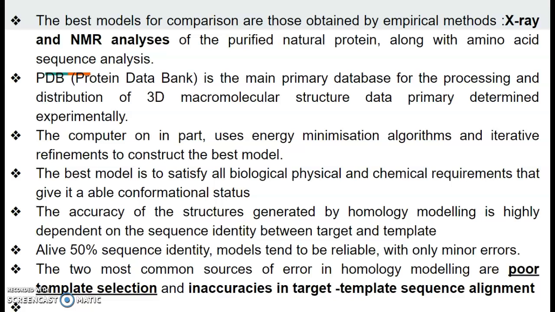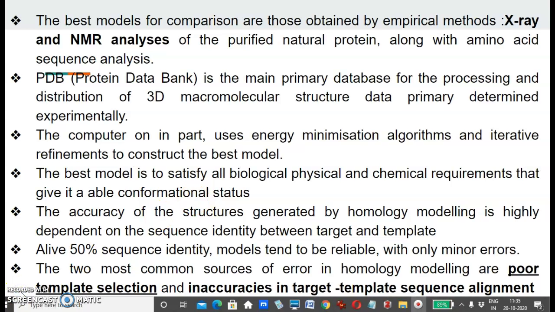And the accuracy of the structures generated by this modeling is highly dependent on the sequence identity between the target and the template. And the sequence which has the minimum errors will be chosen as the template.